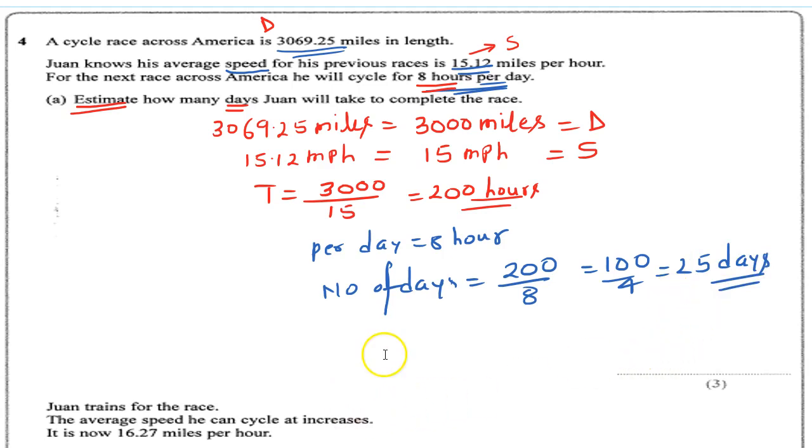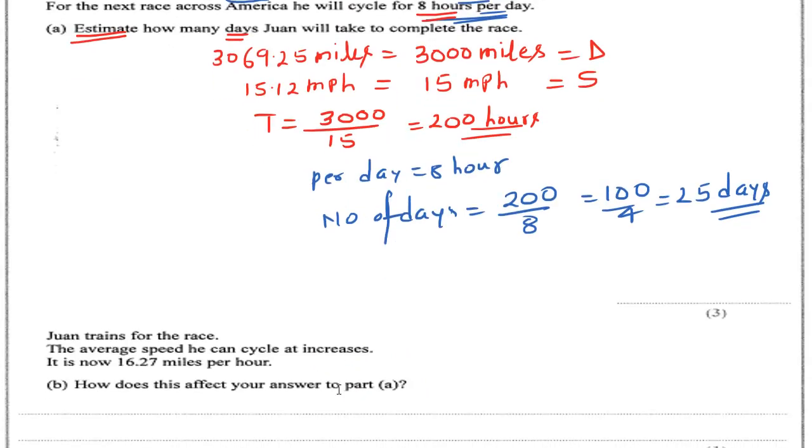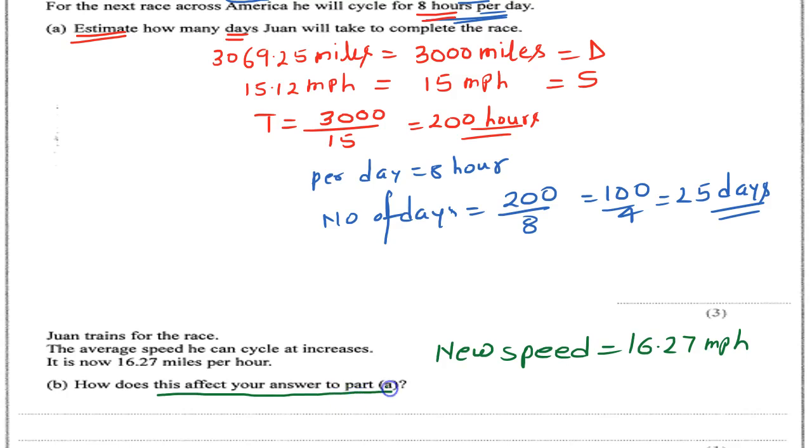Now Juan trains for the race, and the average speed he can cycle at increases. Our new speed is 16.27 miles per hour. Yeah, how does this affect your answer to part A? So if the new speed is 16.27 per hour, what will be the time? Distance remains fixed at 3000, and 16.27 if you round it will be 16.